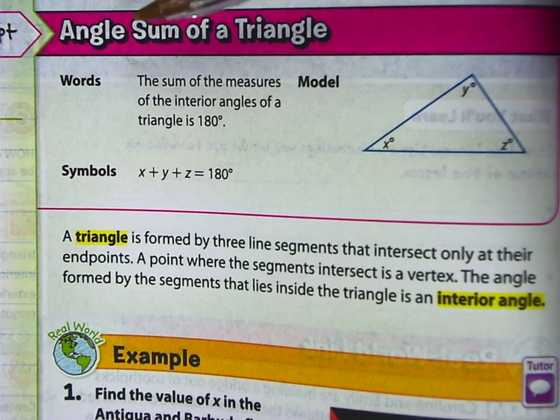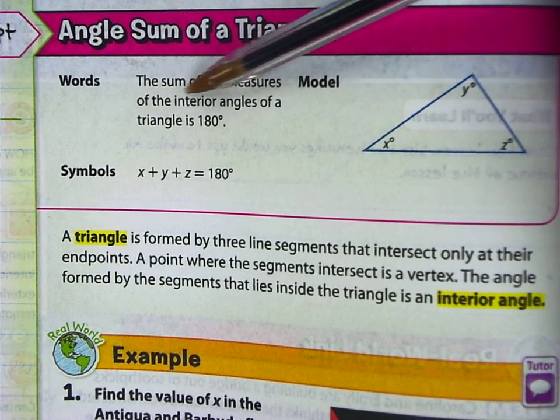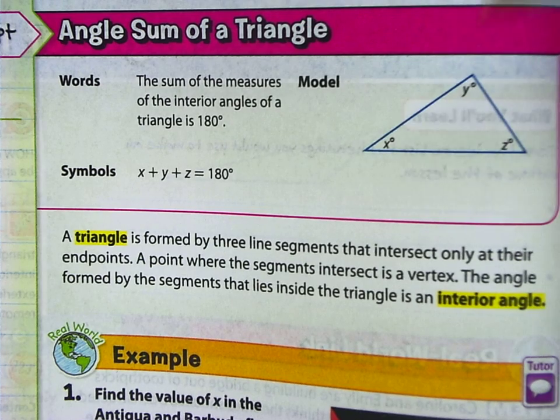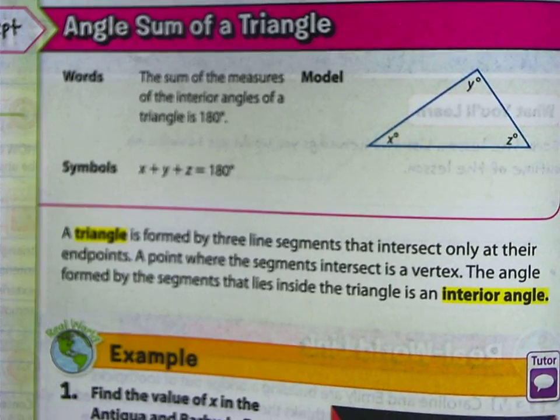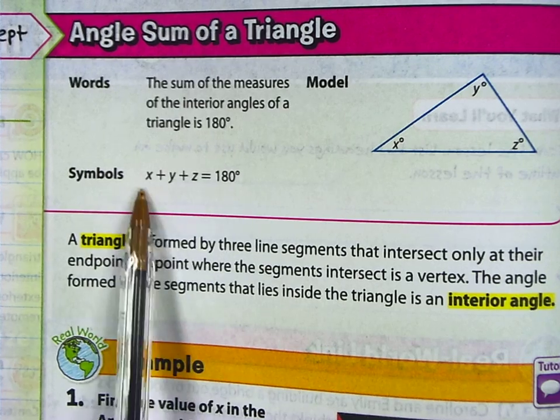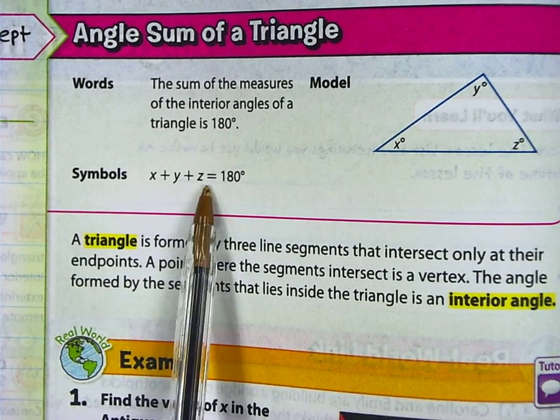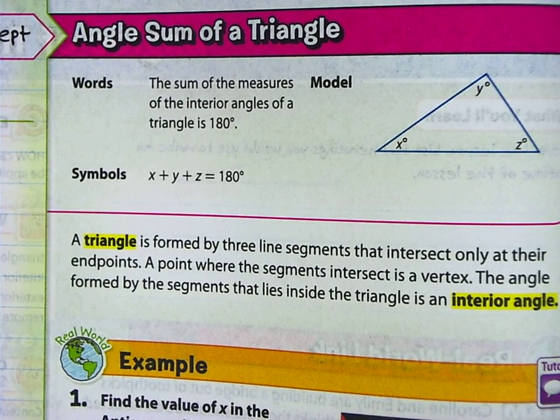This says the sum of measures of the interior angles of a triangle is 180 degrees. These are interior angles, angles that are inside this triangle. These three angles must add up to 180 degrees. So right here it says angles X, Y, and Z. If you add them together, they have to equal 180 degrees.